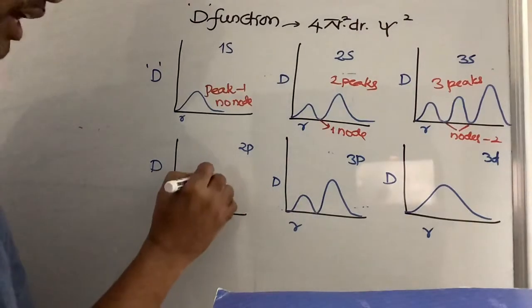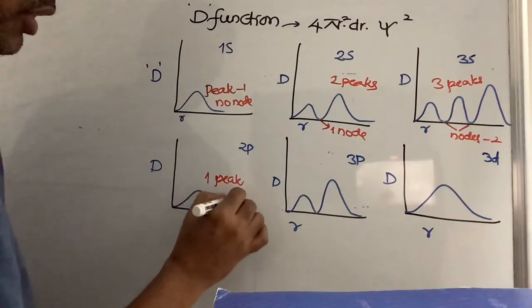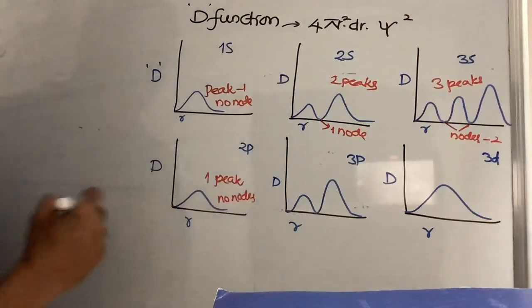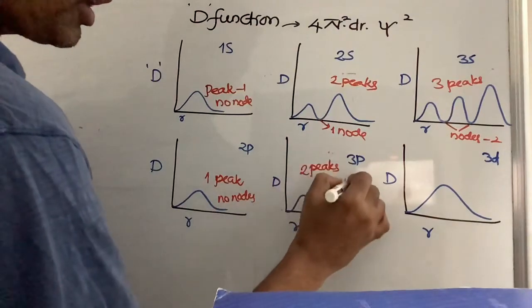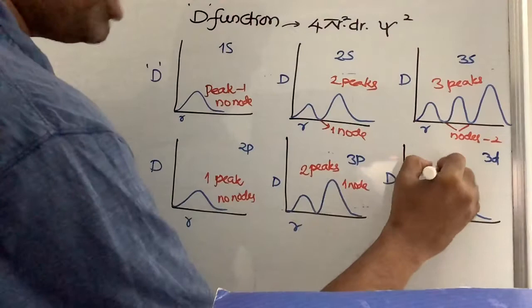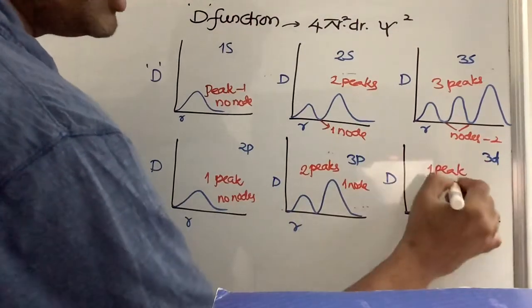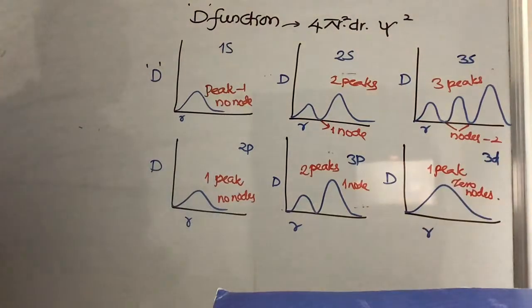And for 2p orbital, again one peak is there, no nodes. For 3p orbital, two peaks, one node. For 3d orbital, one peak, zero nodes, no node, you can say. Look, all these are very, very interesting.